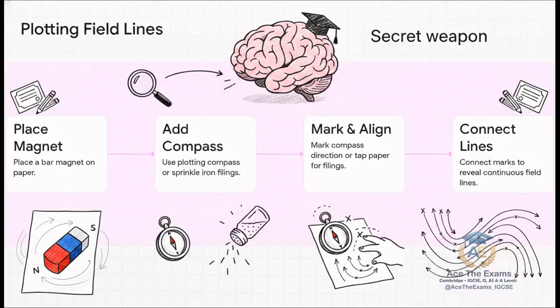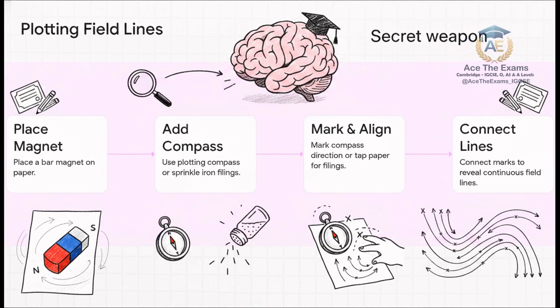Step 3 is the critical action phase. If you chose a compass, you must explicitly say you mark the direction the needle points. If you chose filings, you must explicitly state that you tap the paper. Why tap it? To allow the filings to overcome physical friction and align with the field. Step 4, connect the marks to reveal the continuous field lines.